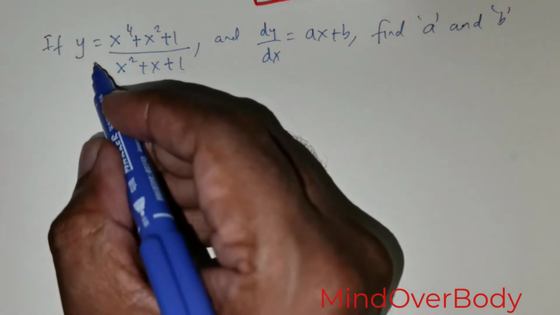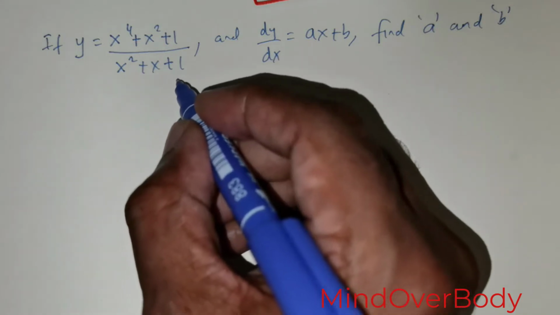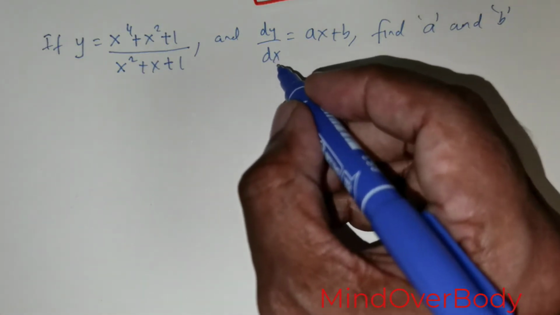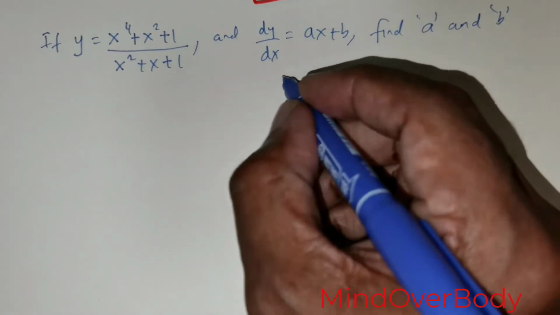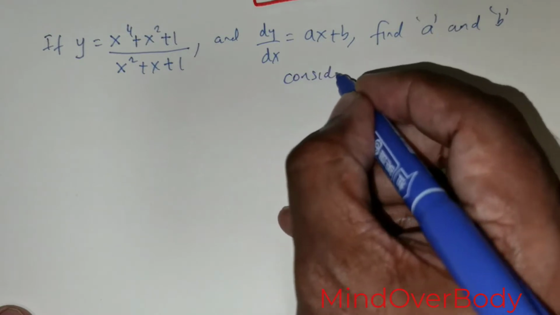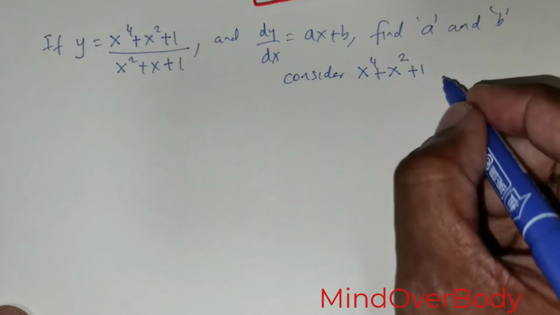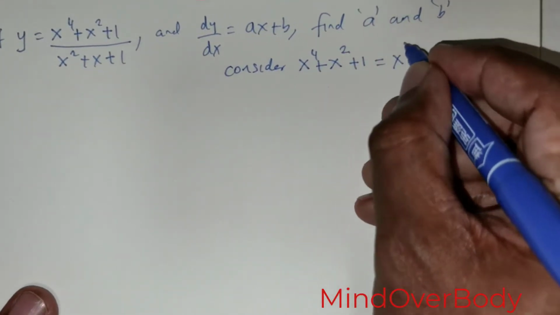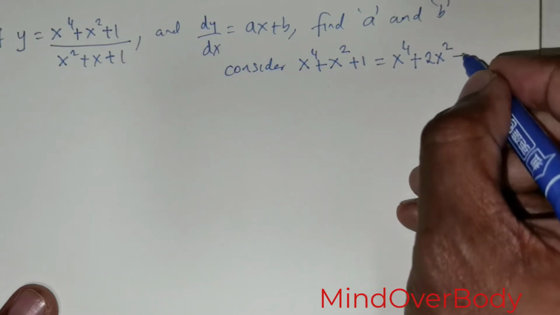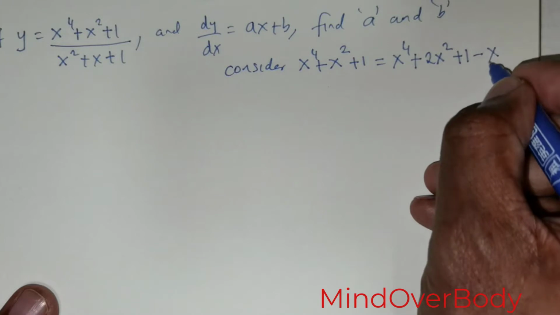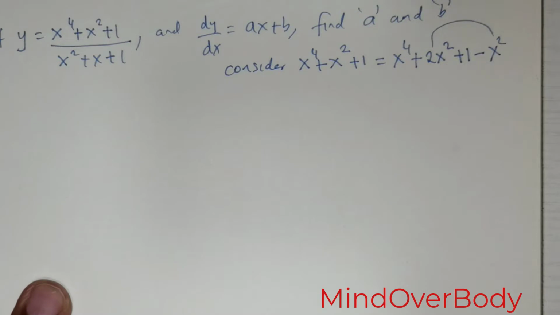Students, we're given y = (x⁴ + x² + 1) divided by (x² + x + 1), and that dy/dx is ax + b. We are expected to find a and b. So foremost, I'm going to consider x⁴ + x² + 1, and rewrite this as x⁴ + 2x² + 1 - x². So 2x² added with x² will give me back this x².